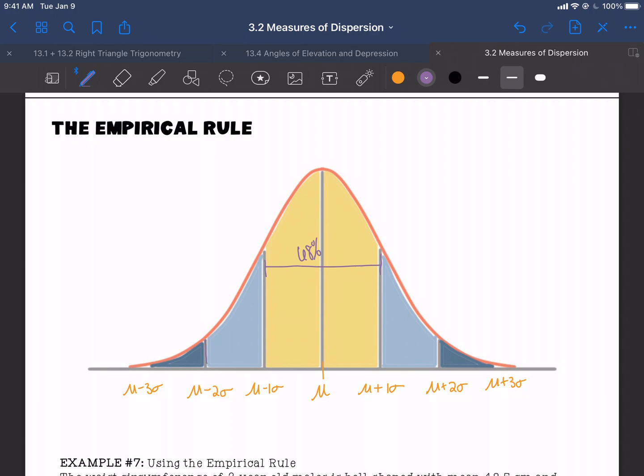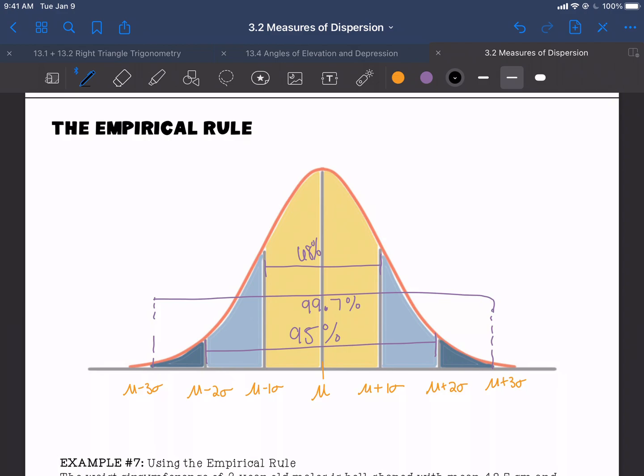95% of the data will lie within 2 standard deviations. And then within 3 standard deviations, 99.7% of the data will lie within 3 standard deviations. So almost all of your data will lie within 3 standard deviations. 0.3% would lie outside of that.